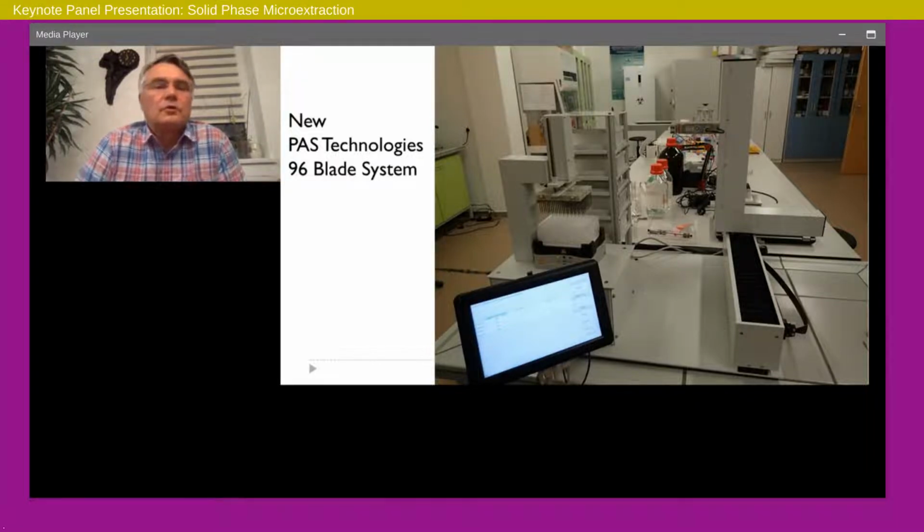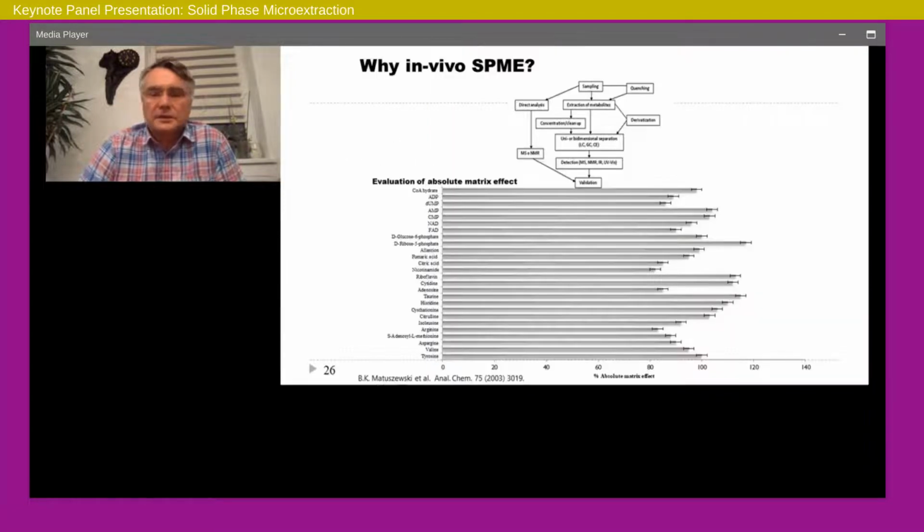Now, more recently, there was an improvement in this design, where you can see there's a tower which holds 96 well plates, which are exchanged one by one. The first one is used for activation, then exchanged for extraction, then rinsing, then desorption. Such a device is a little bit less expensive. It's available from a company called PS Technologies, if you are interested.